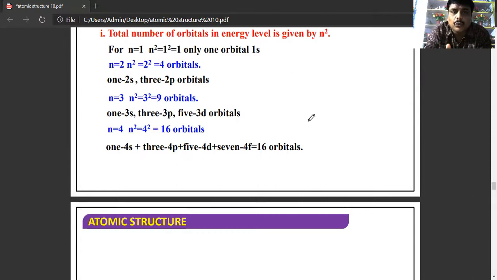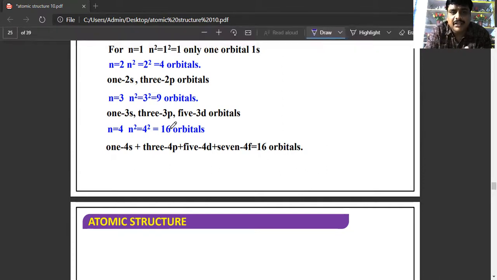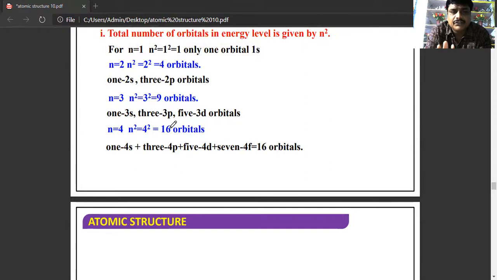The total number of orbitals in any energy level is given by n square. When n is equal to 1, there is only one orbital, that is 1s. When n is equal to 2, n square gives 4 orbitals: one 2s orbital and three 2p orbitals. When n is equal to 3, n square is 3 square, that is 9 orbitals: one 3s orbital, three 3p orbitals and five 3d orbitals, and so on.